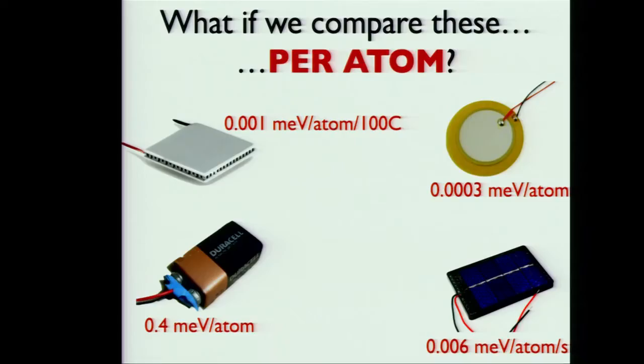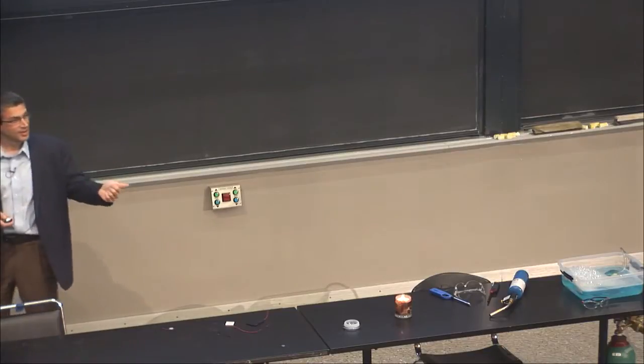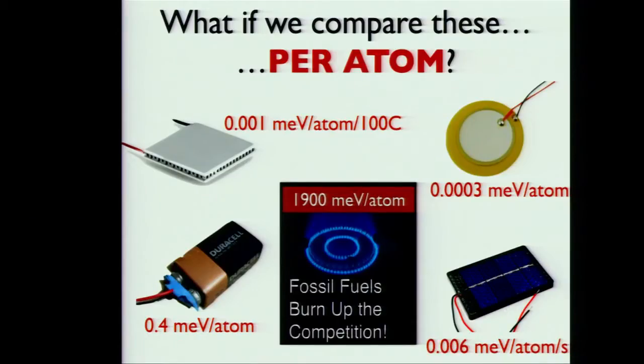If you do that, and you look at, say, these are in milli-electron volts, how much energy you could convert or store for each atom inside the material, what you would see is that the numbers are pretty low. It looks good for the battery, right? 0.4 milli-eV per atom. The piezo, that's not good. The thermoelectric is 0.001. But here's the problem. That one is 1,900 milli-eV per atom, right? So this is the thing. The fossil fuels blow away the competition.